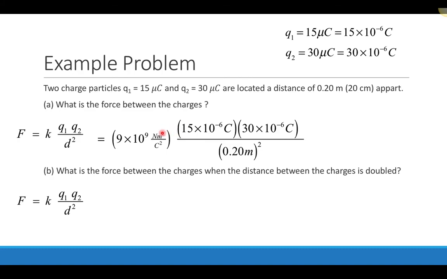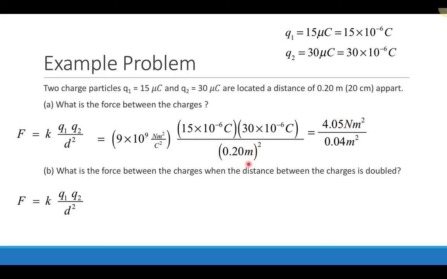If you were putting this in your calculator, of course you don't have to worry about units, but if you use parentheses here, you will get better results in terms of how your calculator is functioning. A lot of people make mistakes when they're putting this bottom number in or not using the correct parentheses. So if I multiply all the quantities in the numerator, I would take 9 times 10 to the 9, 15 times 10 to the minus 6, 30 times 10 to the minus 6, and I would get 4.05. The coulombs cancel out with that coulomb squared, which gives me newton meters squared.